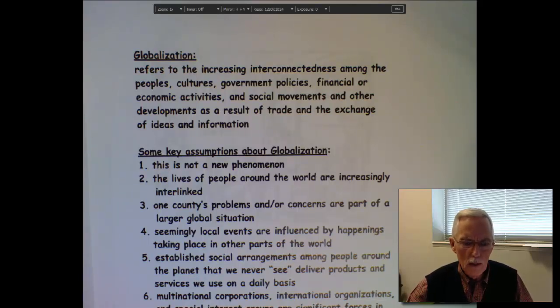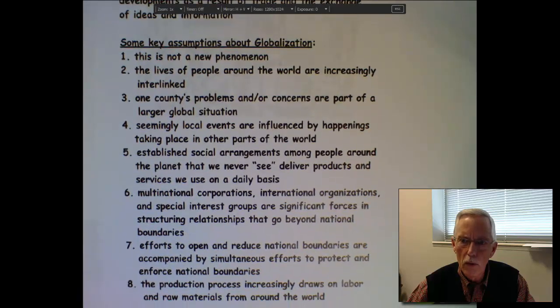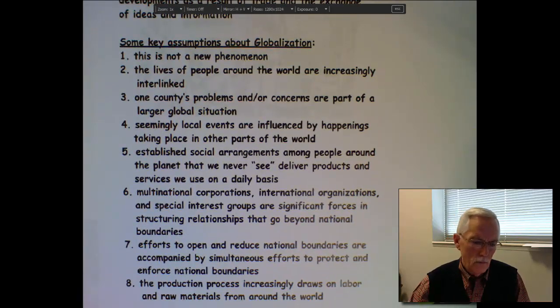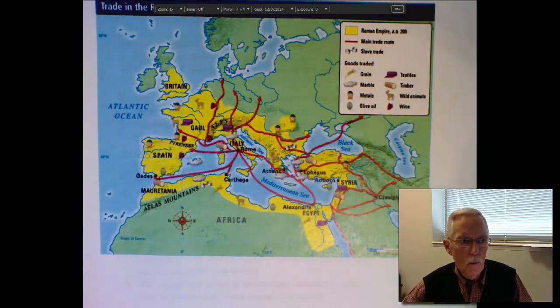One of the more interesting approaches here is the fact that this is not something that is brand new. As a matter of fact, elements of globalization have been around for a very long period of time. For example, Pax Romana, the Roman Empire. Rome created a vast empire and then had various social, political, and economic links. This highlights some of them.